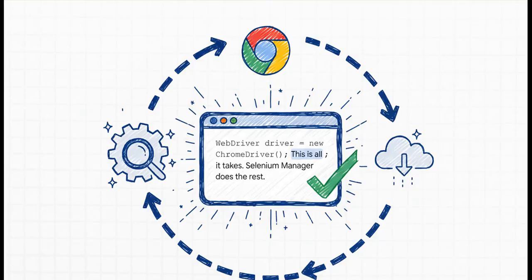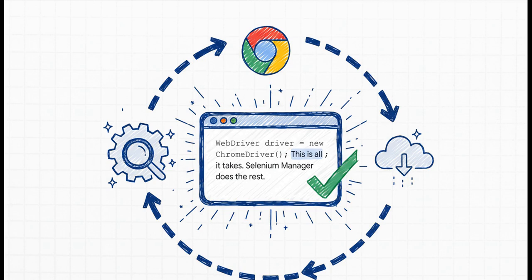When your program runs WebDriver driver = new ChromeDriver(), Selenium now automatically triggers Selenium Manager in the background. It takes a peek at your Chrome version, downloads the right driver if it's not already there, and configures everything. That's it. And this same magic works for Firefox, Edge, and Safari too.